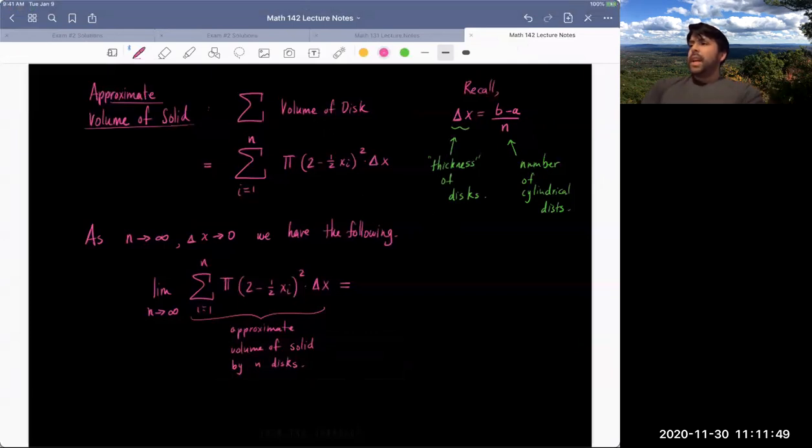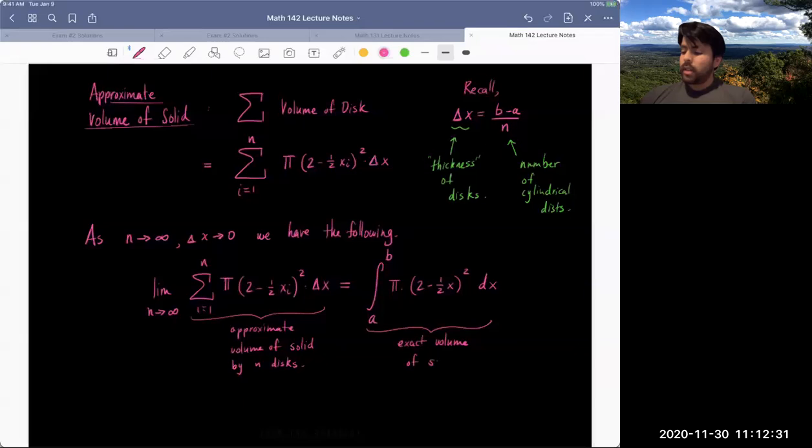No, David, not the area. Not the area. Because remember, we're summing up volumes. We're not summing up areas. So we're adding up volumes of disks. The result, guys, is the integral. Remember, it's the integral from a to b of pi times 2 minus 1 half x squared dx. The whole result is that this represents the exact volume of the solid.